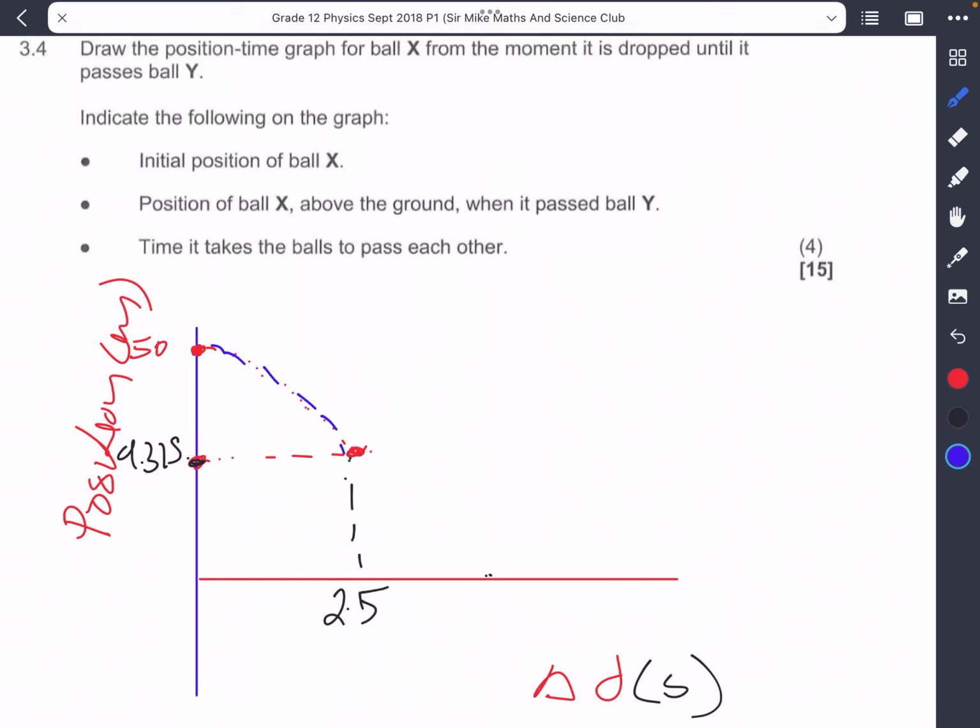So this would show the height of that ball above the ground, which would be that point, 9.375, where they passed each other, and then that 50 would be the initial where it started. So it started 50 meters above our ground. So this will be for question 3.